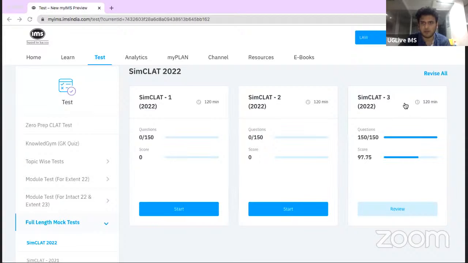Here also my accuracy was pretty good, but I was not able to get the time to complete. English, yeah. So the easy ones I did. I didn't attempt any difficult questions. I didn't even attempt one difficult question. So the accuracy is 100%.